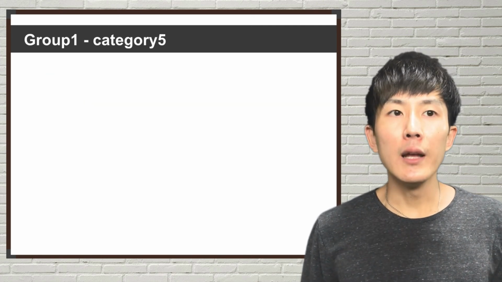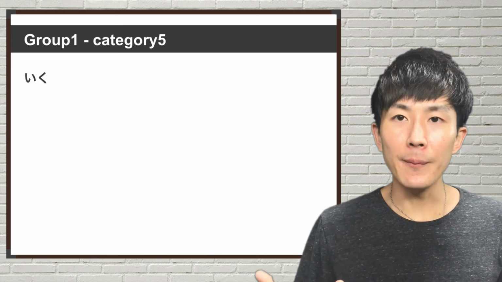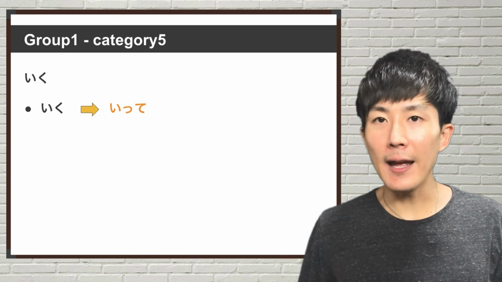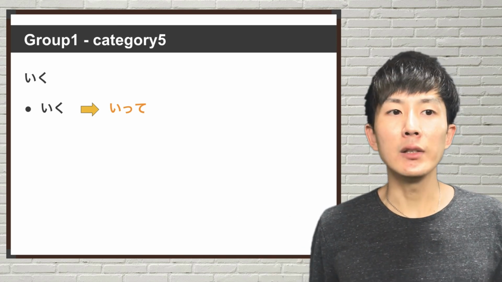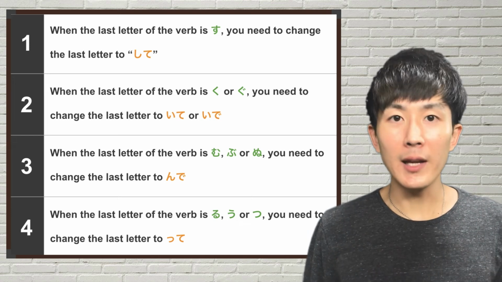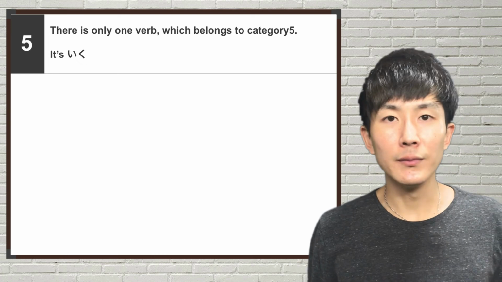Category 5. There's only one verb which belongs to category 5. It's 行く, which means go. 行く becomes 行って. So these are the conjugation rules for group 1. It's very complicated, isn't it? So please practice while watching the table.